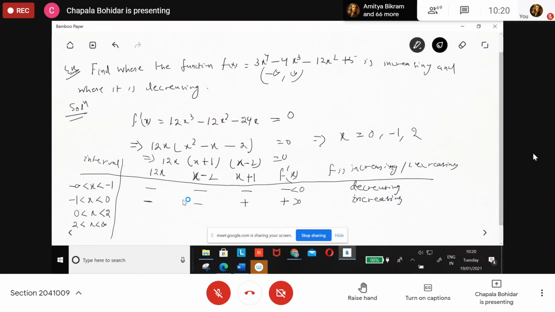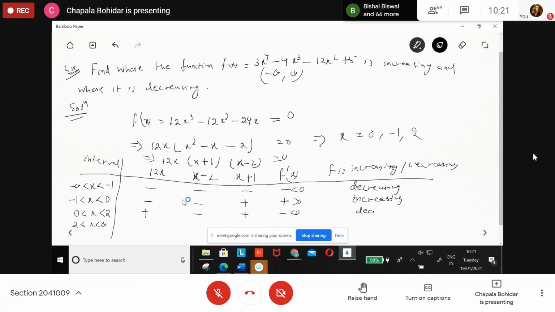Next, 0 to 2. It is positive, positive, and less than 2 it is negative, negative, positive. So what you get here: positive, positive, positive, multiplied by negative, we get negative. So it is less than 0. What do you write down? Decreasing. Clear? Decreasing.